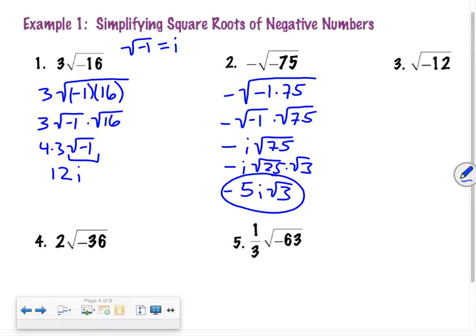Try simplifying number 3 on your own and see how you can do. Unpause the video when you're done.